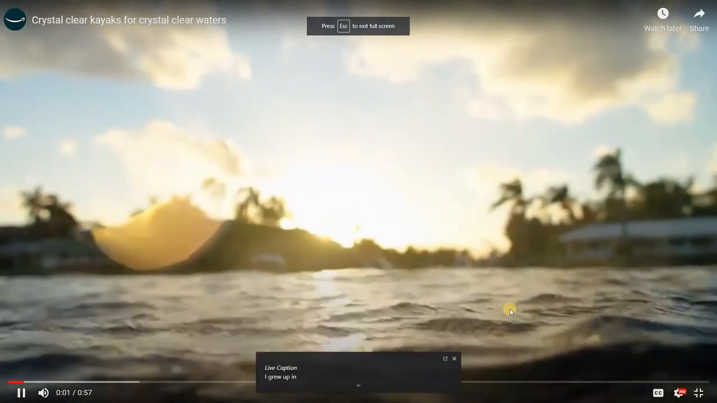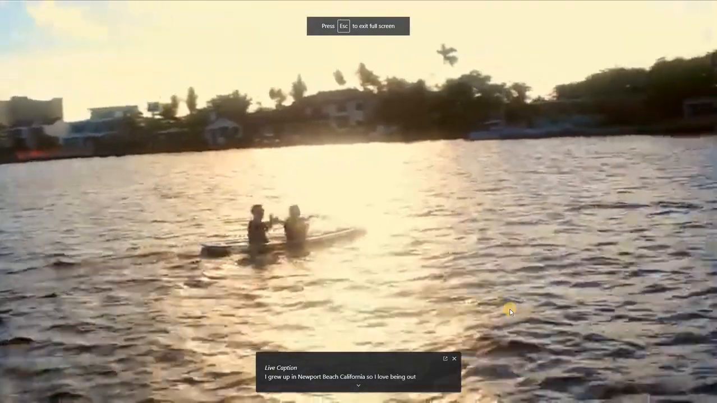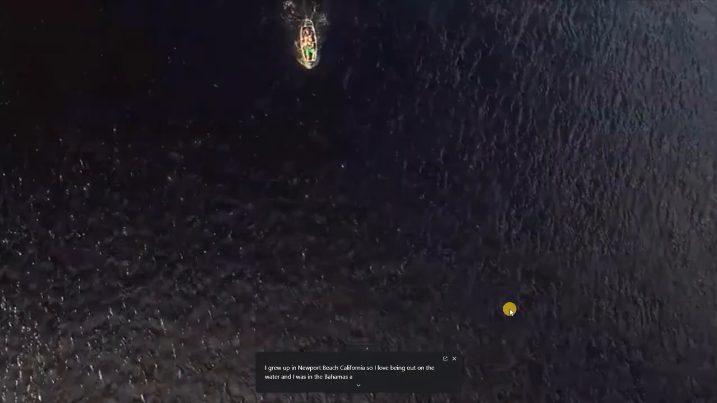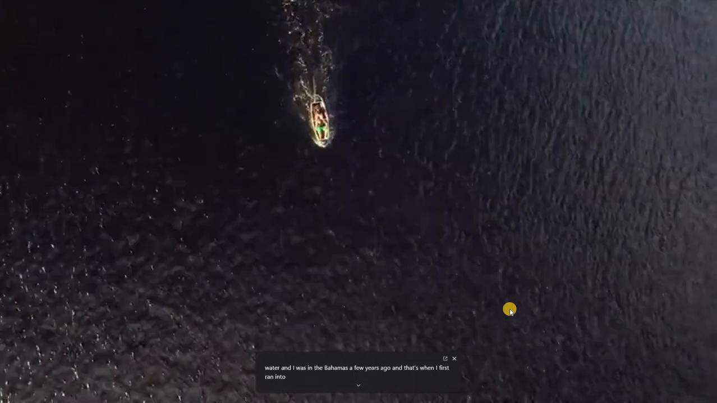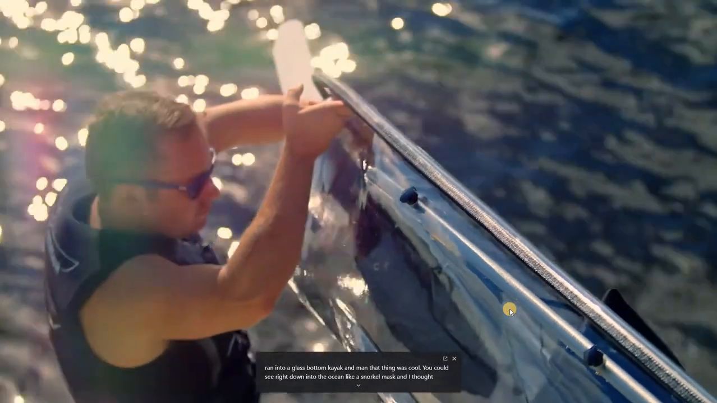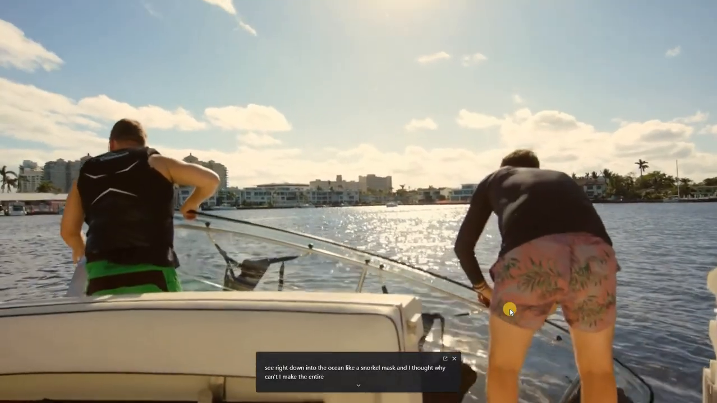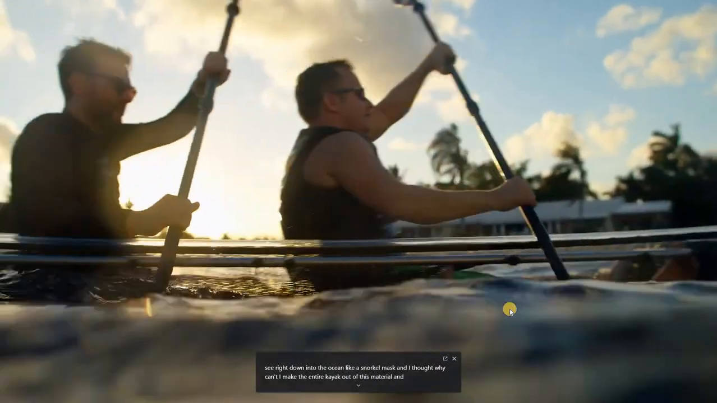I grew up in Newport Beach, California, so I love being out on the water. And I was in the Bahamas a few years ago, and that's when I first ran into a glass-bottom kayak. And man, that thing was cool. You could see right down into the ocean. It's like a snorkel mask. And I thought, why can't I make the entire kayak out of this material? And so that's exactly what we did.